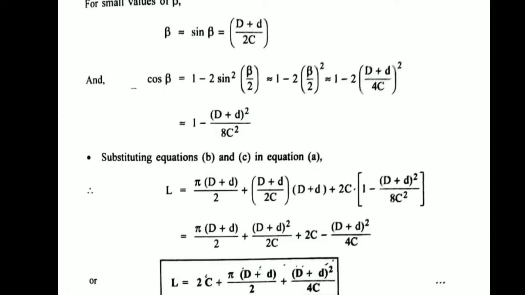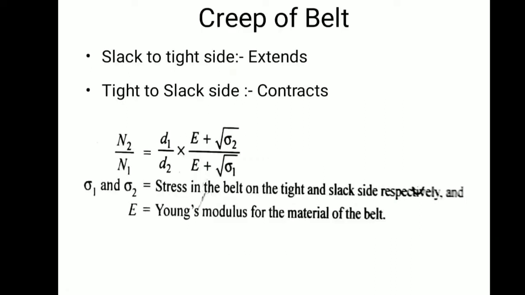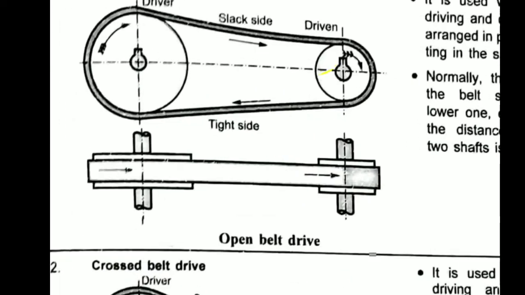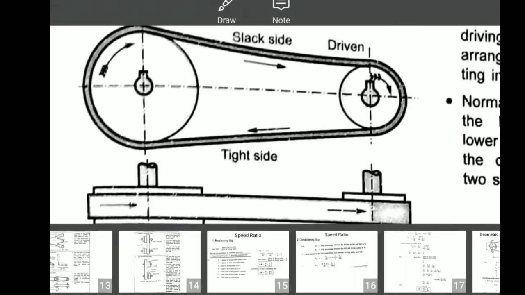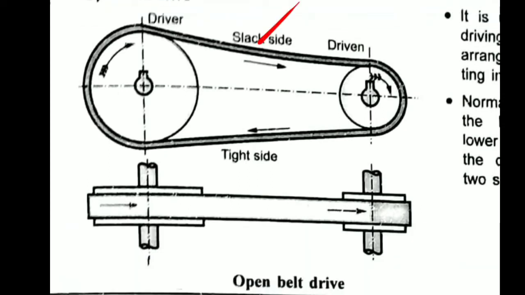We have seen the geometrical relation for open and cross belt drive. Now the next point will be the creep of belt. First of all, understand what creep is. Just listen. Creep is nothing but what happens when the belt passes from the slack side to the tight side. You can see this is the slack side and this is the tight side.